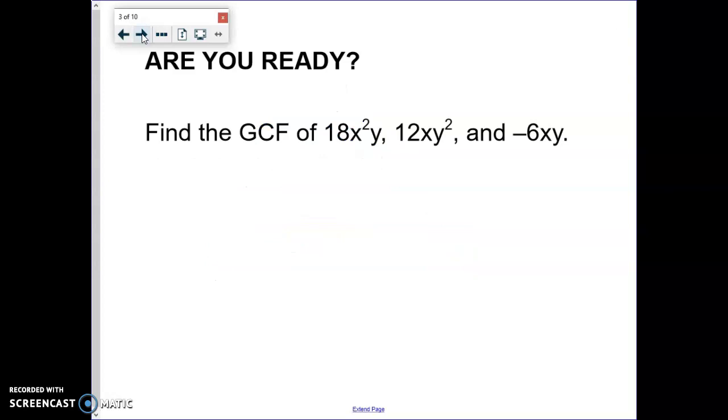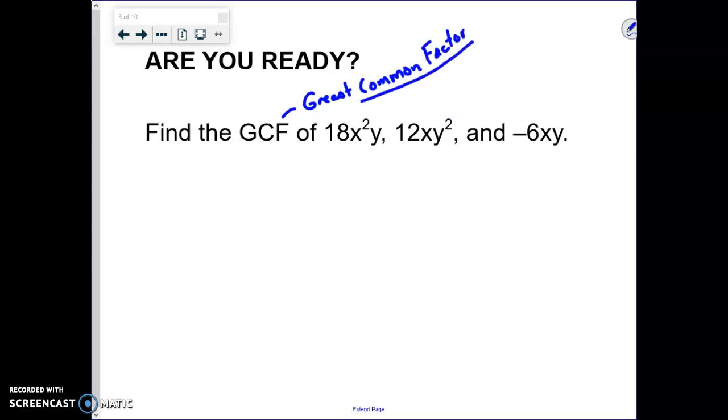Okay. Now let's take a look at this one. Find the greatest common factor of 18x squared y, 12xy squared, and negative 6xy. Well, greatest common factor, and I'm going to write that out. Greatest common factor is basically as it says. Find the largest factor that all of these three terms have in common. Now, it may help you if you want to rewrite them out as factors.